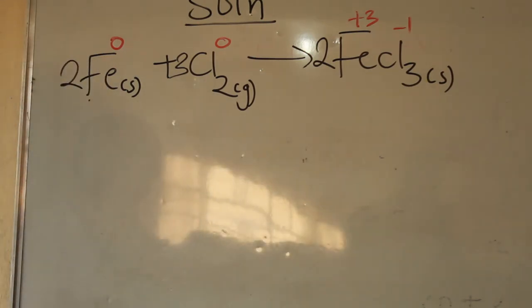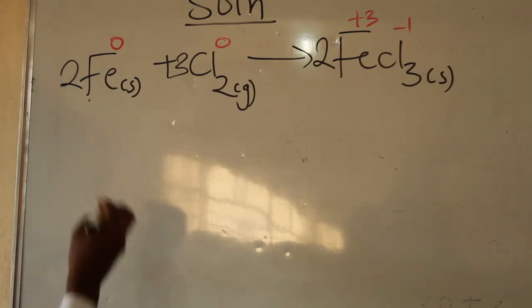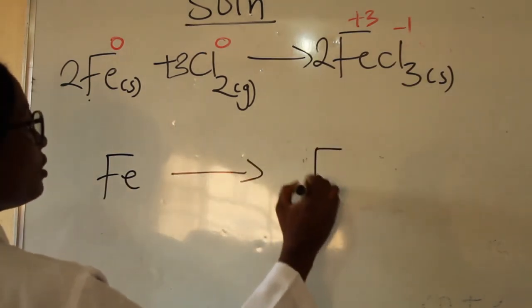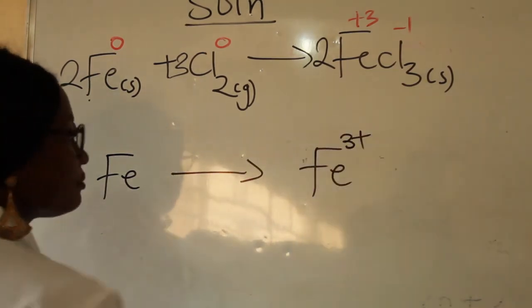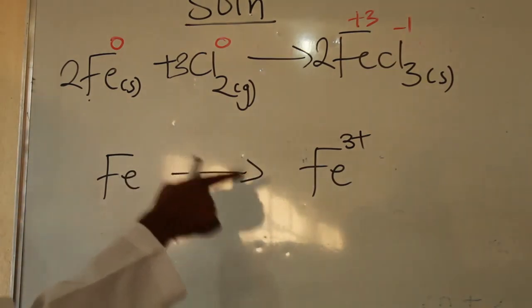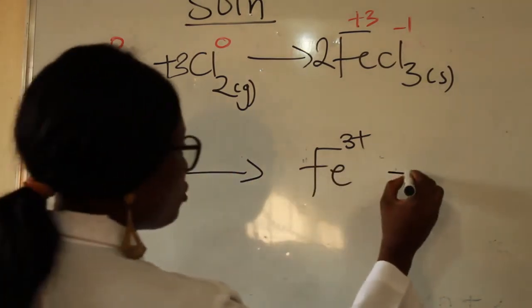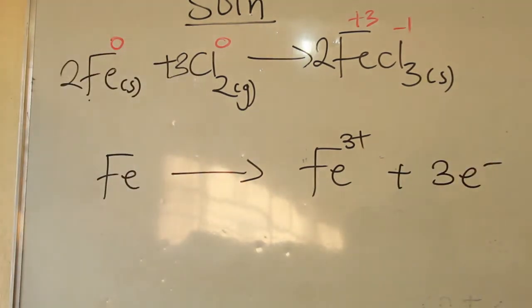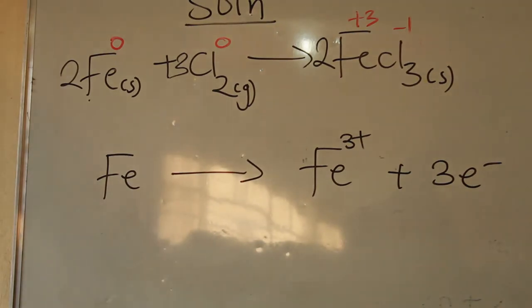So you write out the oxidation half reaction first. So you have iron going to iron 3 plus. Now what happened? It donated 2 electrons. So you include the electrons there. 3, sorry. Donated 3 electrons. Okay, this is for the half oxidation reaction.